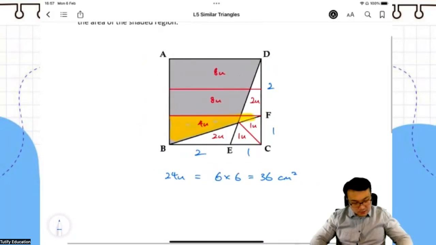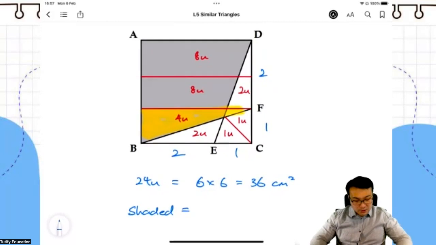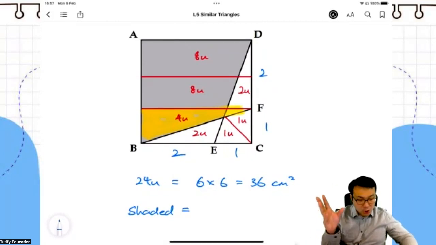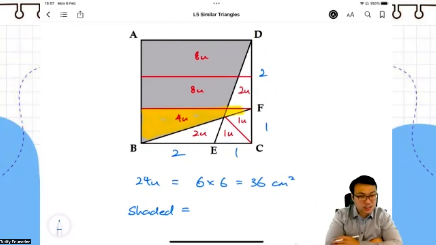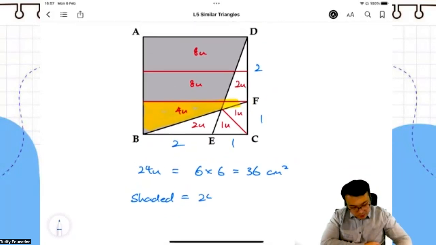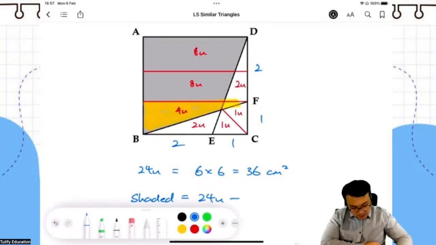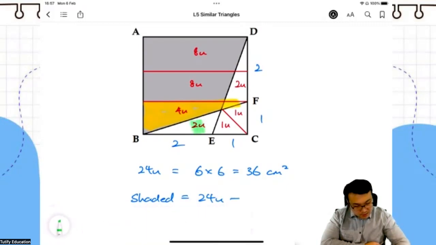Next, how many units is the shaded area? You already know that the total units is 24. 18, very good. Because you take 24, minus 2, minus 1, minus 1, minus 2. That means you minus 6. That will be 18 units.